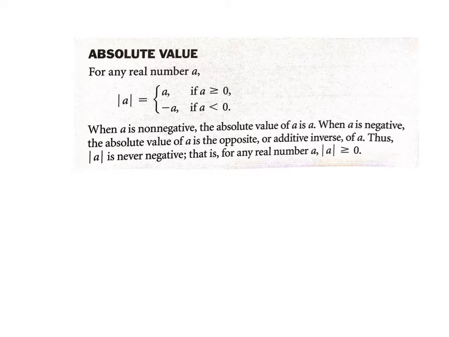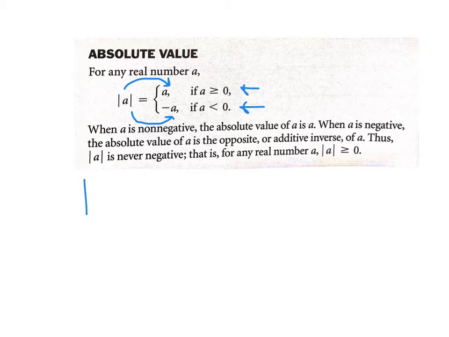This is kind of weird to read, but it really makes sense, and it's a good thing if you can figure it out. I'm going to talk you through it. This says the absolute value of A is just A itself if it's a positive number. The absolute value is the opposite of itself if it's a negative number.